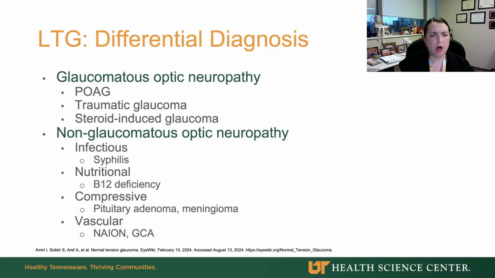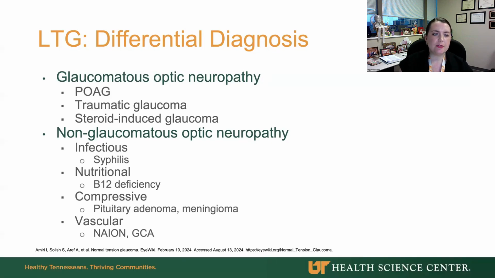As general pillars of the differential diagnosis, think glaucomatous optic neuropathy versus non-glaucomatous optic neuropathy. Under the umbrella of glaucomatous, you can think primary open angle glaucoma, where perhaps you're just not catching the high pressure readings because you're seeing patients in the afternoon, or they've got thin corneas, so you're underestimating pressures. Other potential diagnoses include traumatic glaucoma or steroid-induced glaucoma.